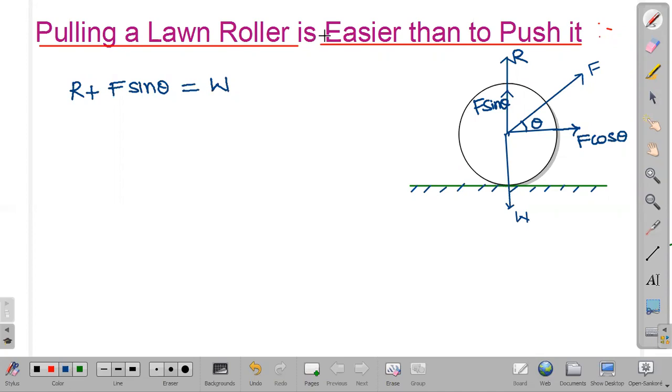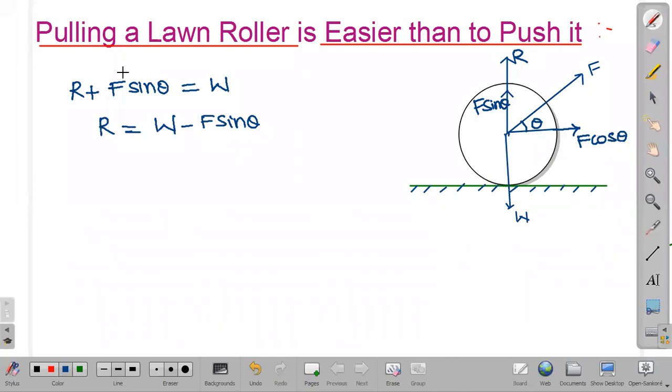What else is acting? The forward force F cos theta is acting. Now, if I write an expression for R, what do we get from here? R is equal to W minus F sin theta. So R is W minus F sin theta, we got.